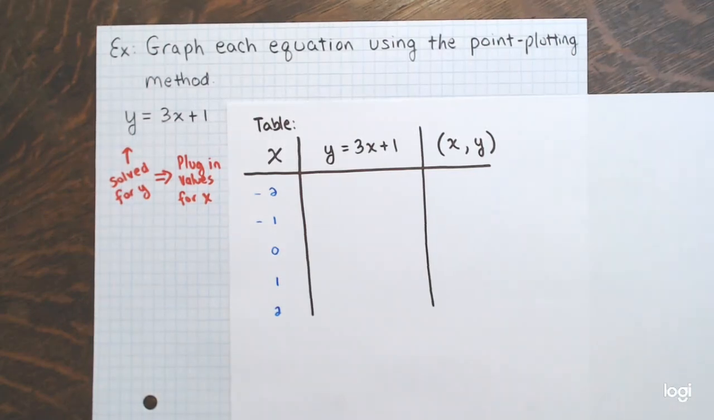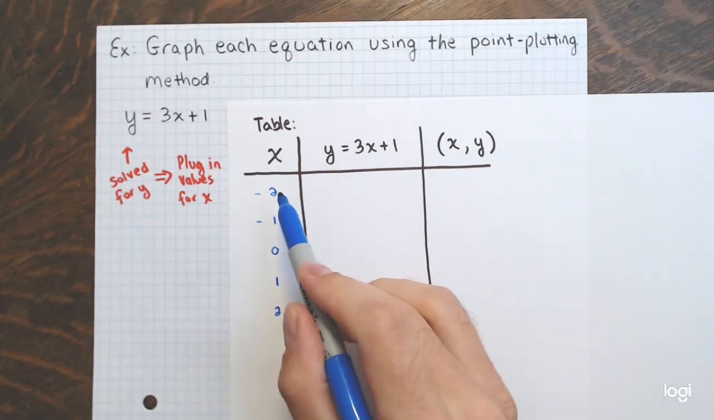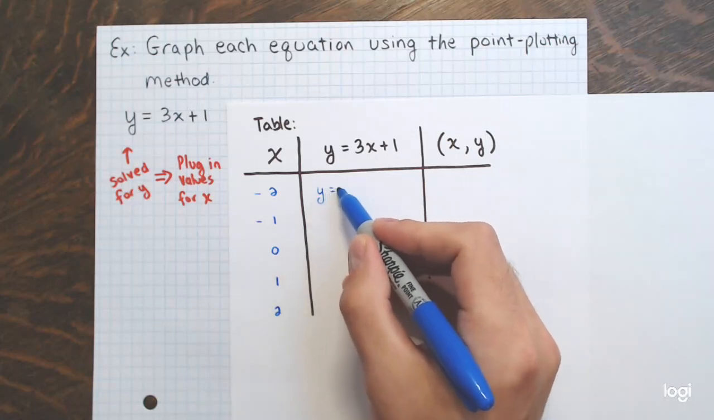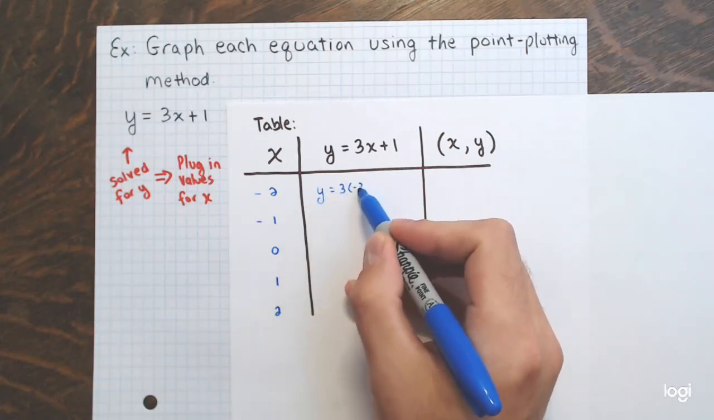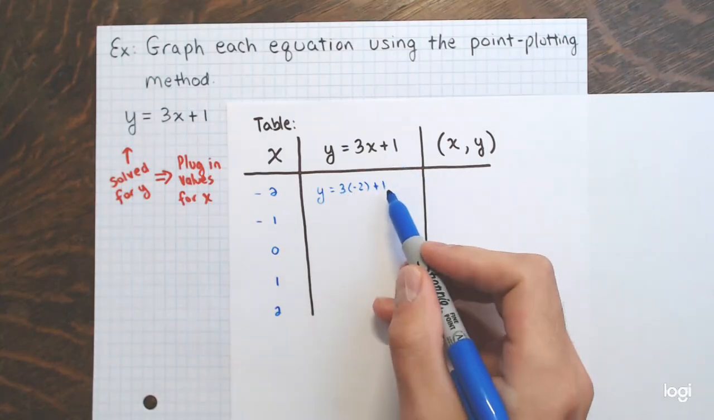And let's see what kind of ordered pairs this gives me. All right, so now into the equation. I replace x with -2. The value of y would be 3 times -2 plus 1, and then you simplify using order of operations, you multiply before adding.